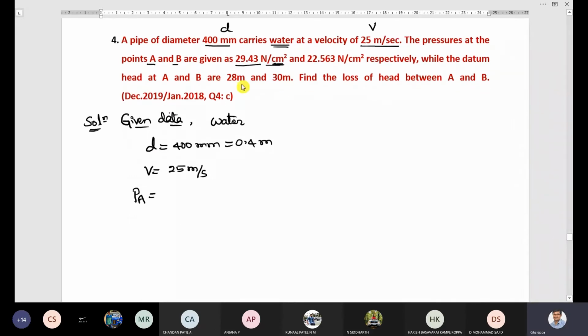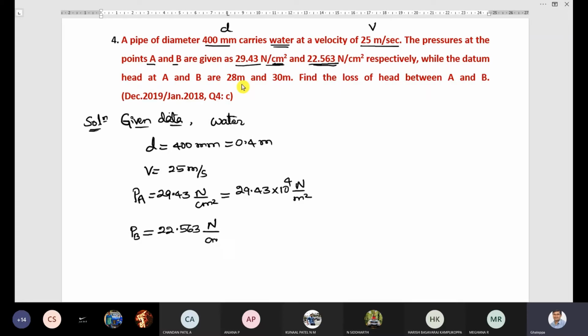The pressure at the point A, PA, is equal to 29.43 Newton per centimeter square. So it is not in SI unit. You convert into SI unit. Just multiply with 10 to the power of 4. Then the unit will be in Newton per meter square or Pascal. Similarly, the pressure at the point B, that may be the outlet, is equal to 22.563 Newton per centimeter square. I will multiply with 10 to the power of 4. It will become Newton per meter square.